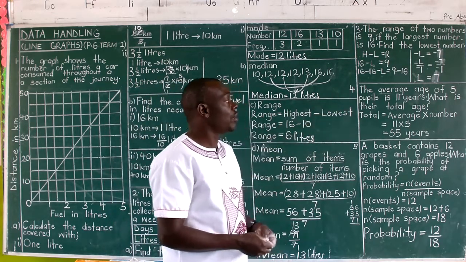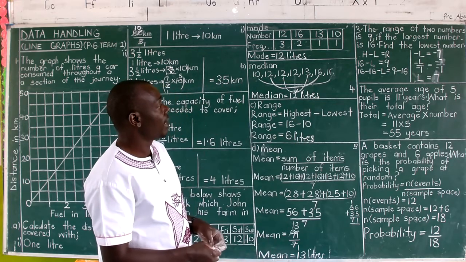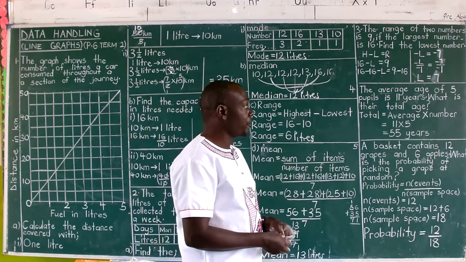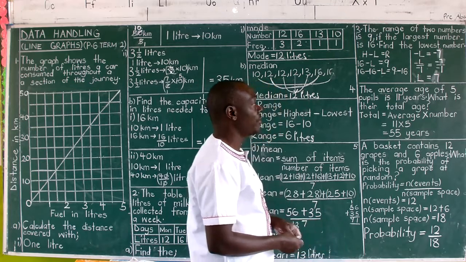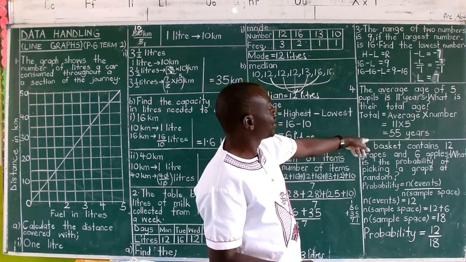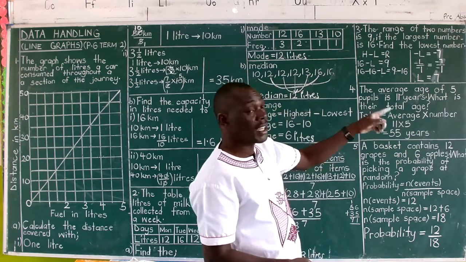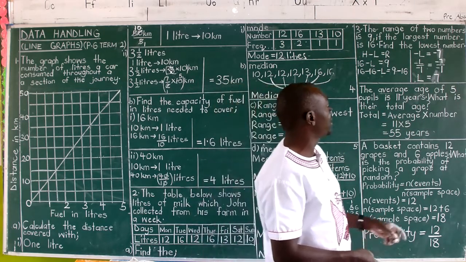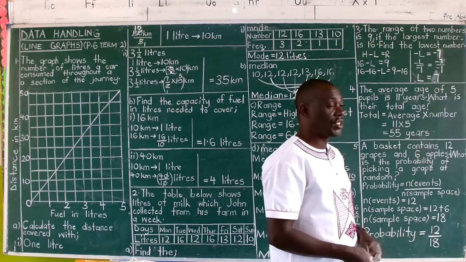As we go to number 4. Example number 4 is about application of average. The average age of 5 pupils is 11 years. What is their total age?